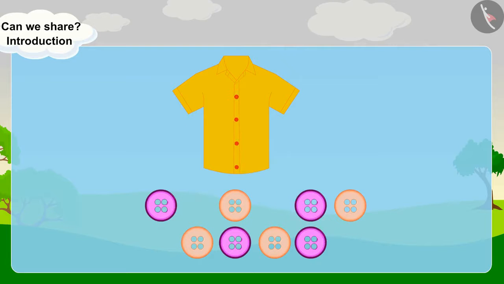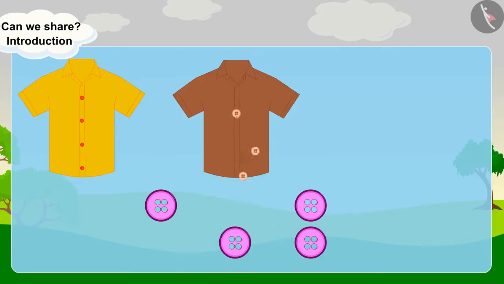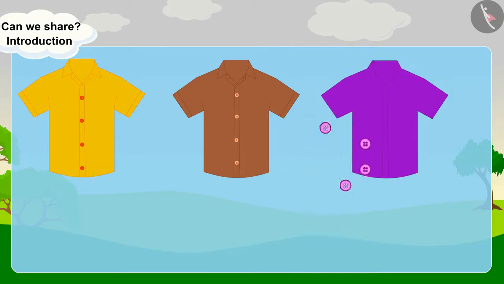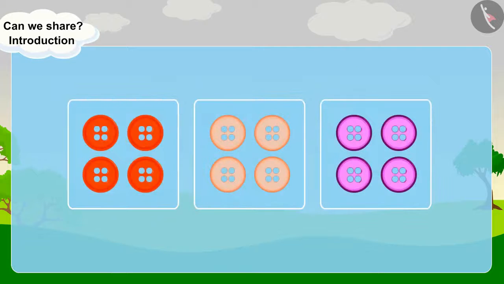After putting 4 buttons on the first shirt, the tailor had 8 buttons left. Now, 4 buttons are left after putting 4 buttons on the second shirt. After putting 4 buttons on the third shirt, all the buttons are over.